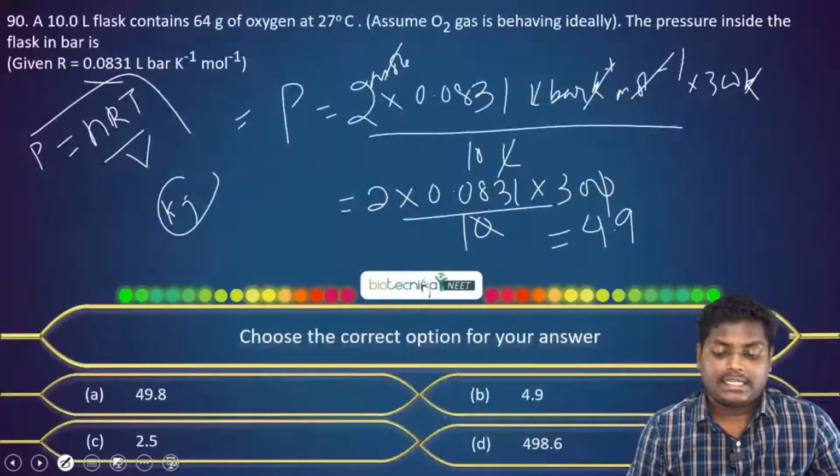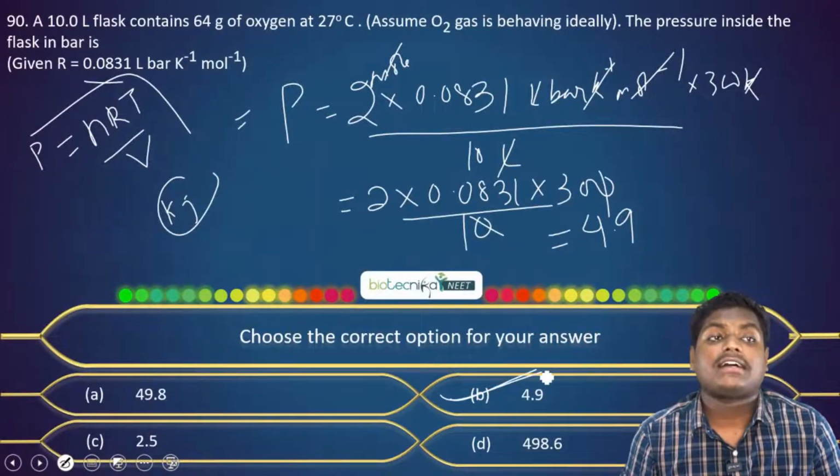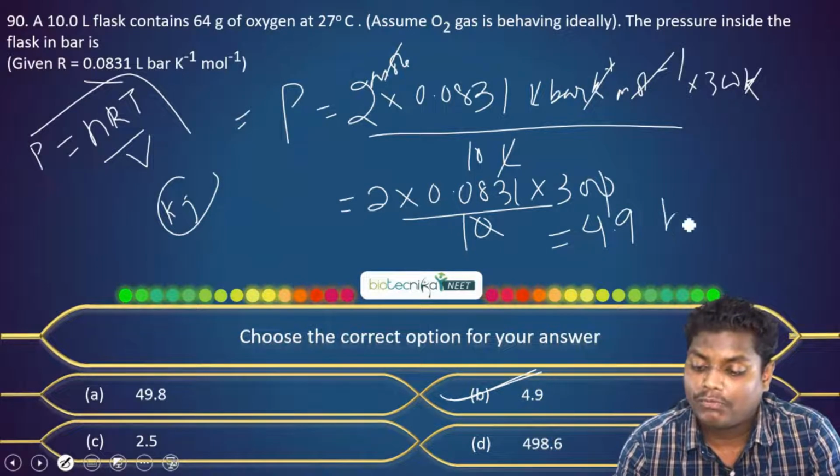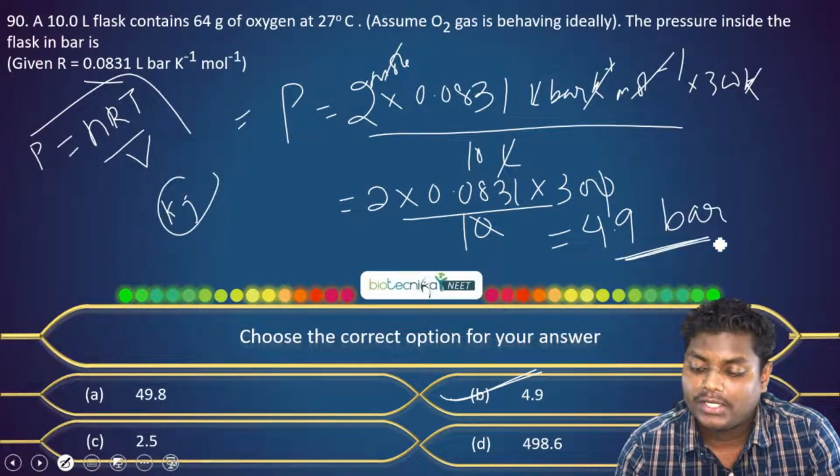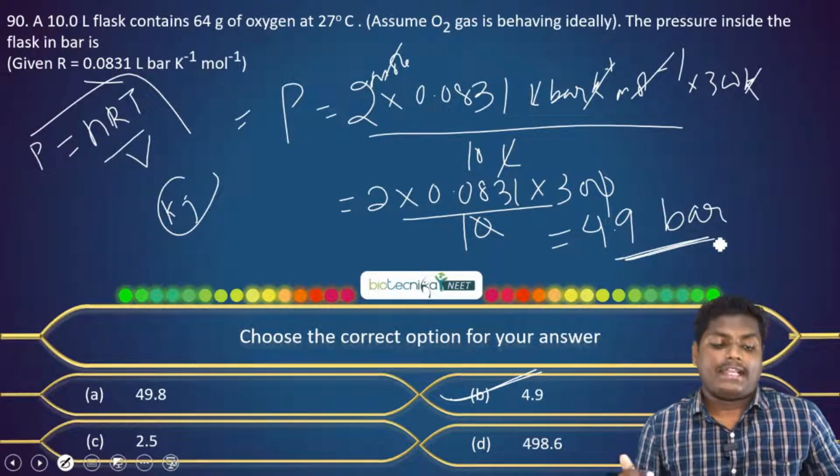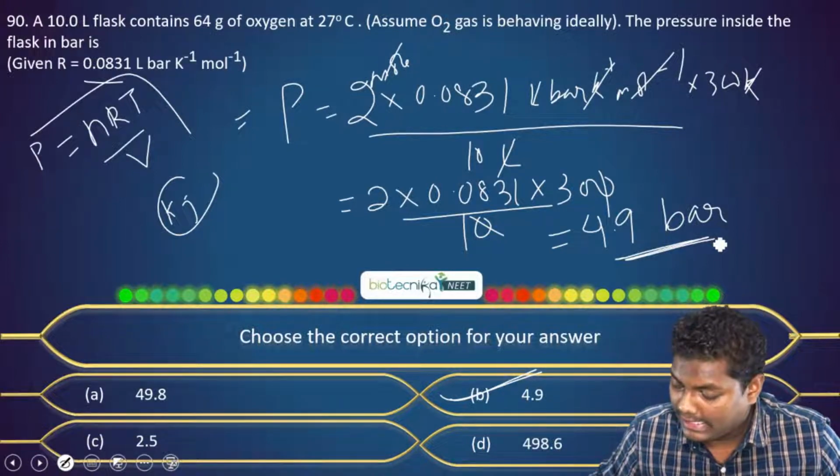So the correct answer is B. The correct answer is 4.9. What is 4.9? 4.9 bar. So the correct answer is 4.9 bar. So let's move to the next question.